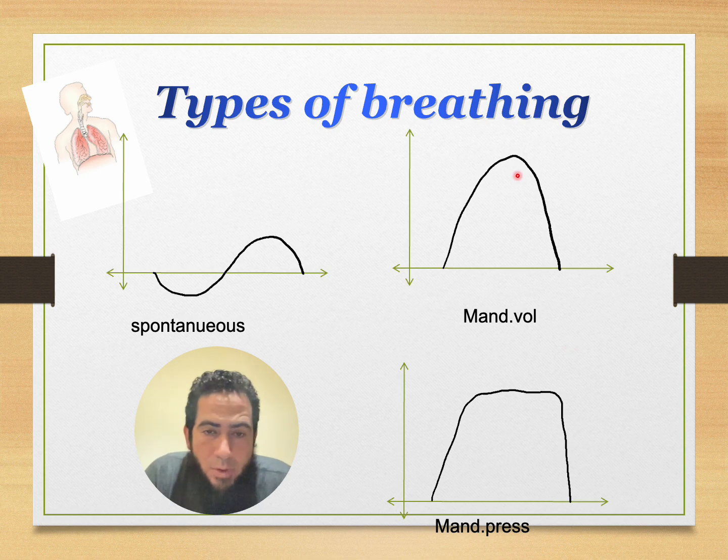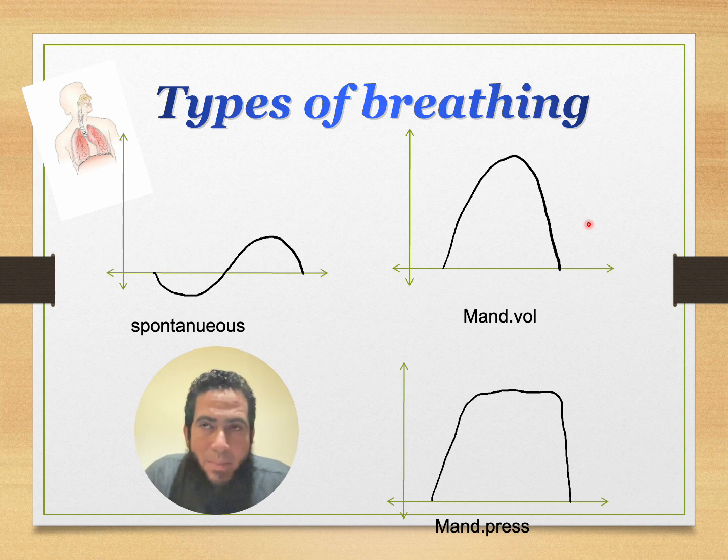In mandatory volume control, the machine controls the volume given to the patient in a certain time. For example, if he didn't breathe within a few seconds, he would be given a mandatory controlled volume, but the pressure will be variable according to the lung mechanics. However, we can control the upper limit of the pressure that the machine can produce, and after that there is a specific valve in the machine that will open and allow the air to come out.